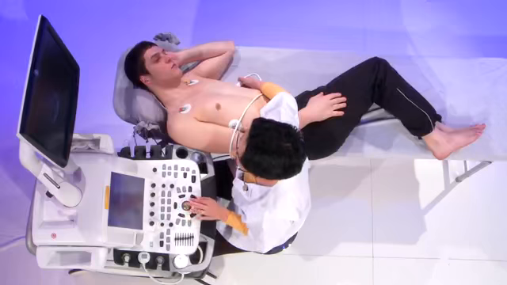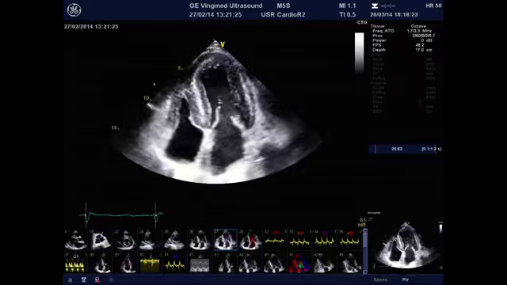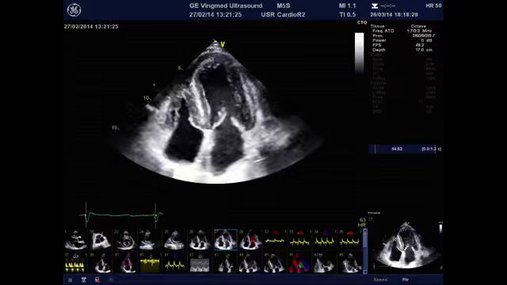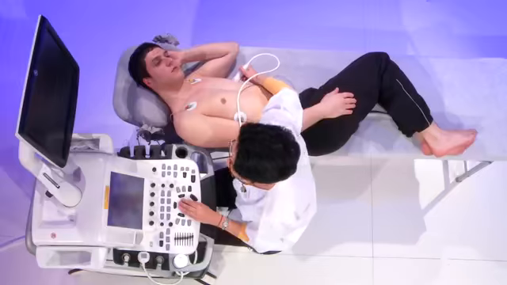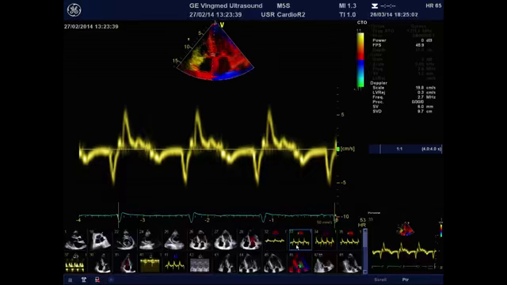Going back to the 2D image, we can observe that the LV ejection fraction is visually preserved, and this can be checked by the biplane Simpson method. Indeed, this patient had a normal left ventricular ejection fraction, both visually and based on the biplane Simpson method. But we should look at other parameters to be sure whether there is any dysfunction of the left ventricle.